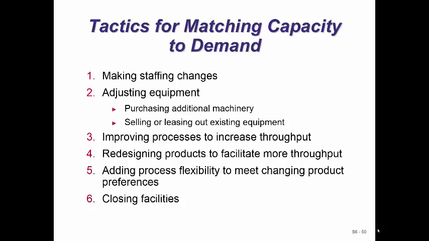Improving the process throughput, obviously you would do that in any case if you can. Redesigning products to facilitate it, again, that's kind of a no-brainer. You should be doing that regardless of demand. And closing facilities, again, you get back into the HR element, so that's difficult.